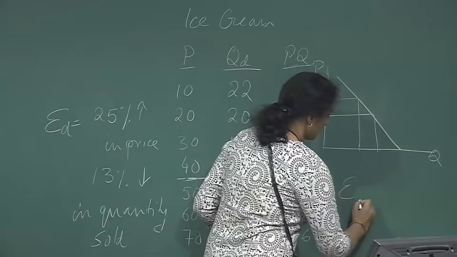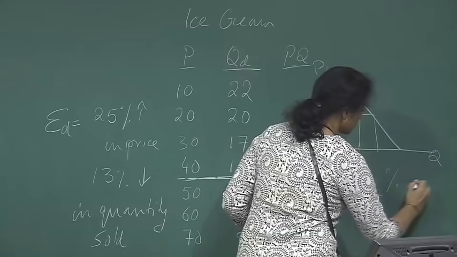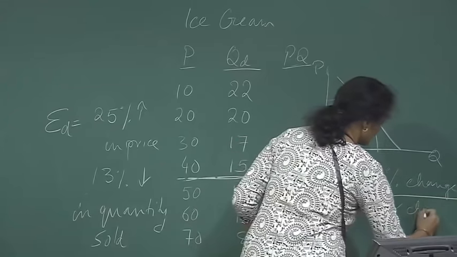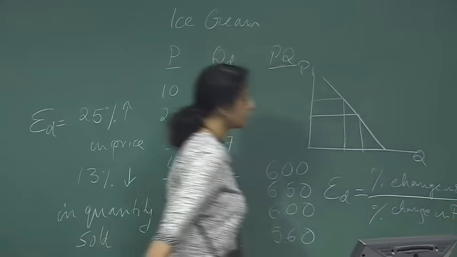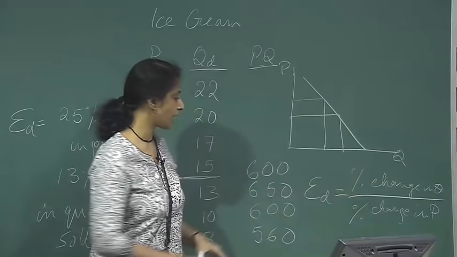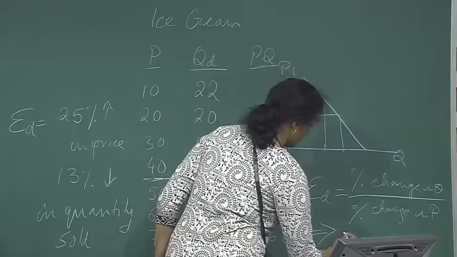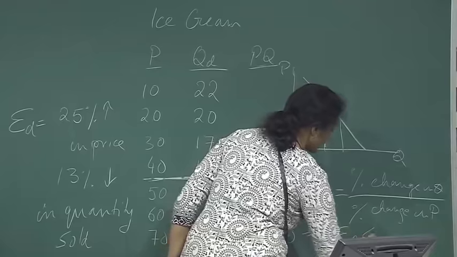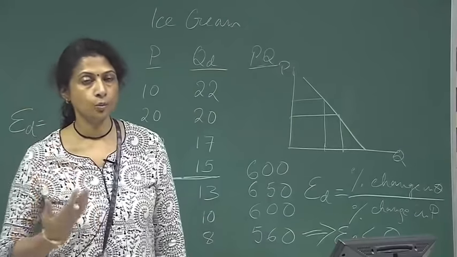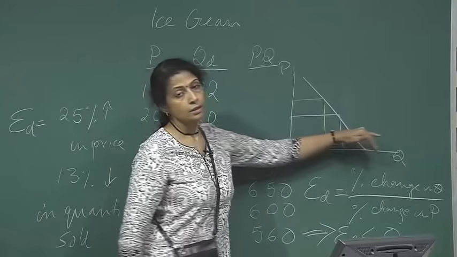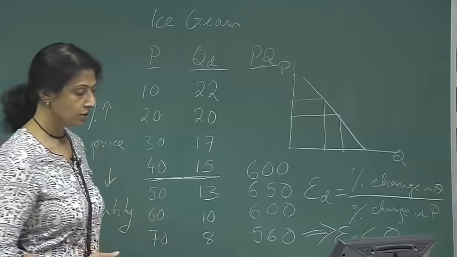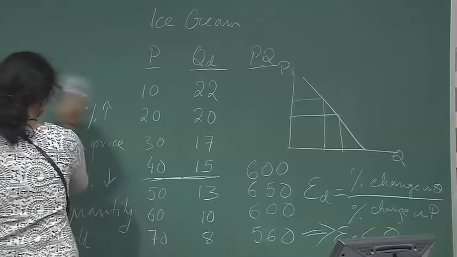When I say that elasticity of demand is percentage change in quantity divided by percentage change in price, when price is increasing or decreasing, quantity moves in the opposite direction, which implies that price elasticity of demand is always less than zero, because the demand curve has a negative slope. Let me clean up the board.